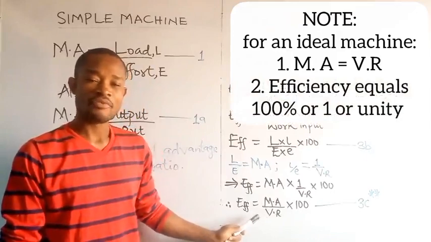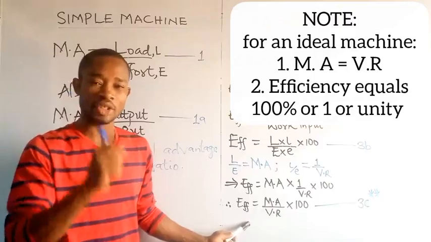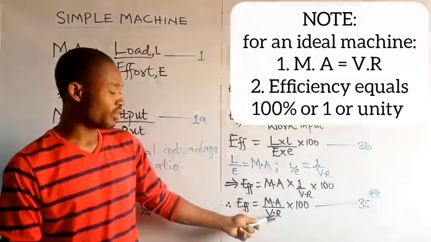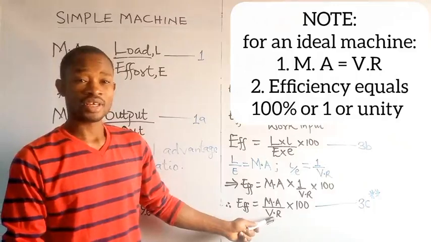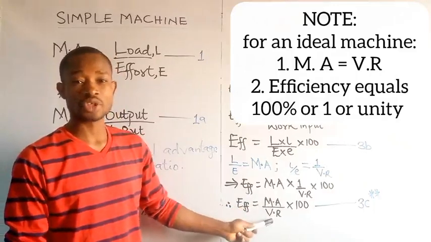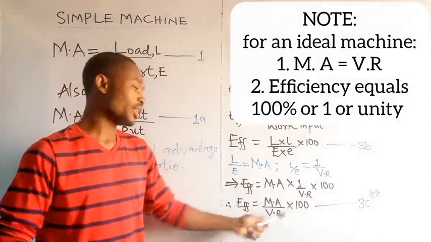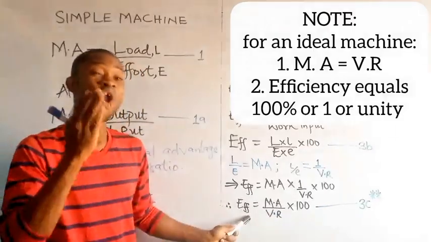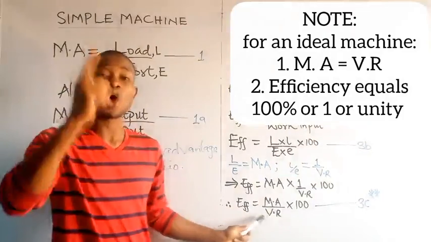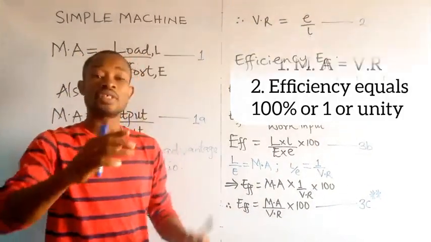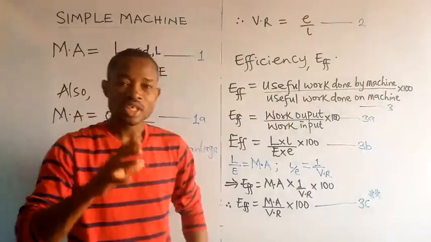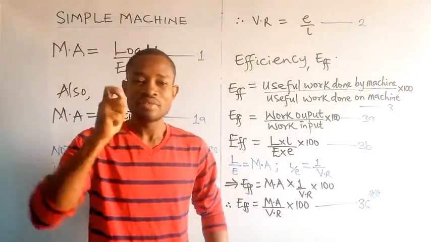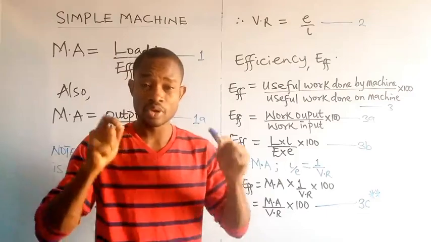Therefore, efficiency of a perfect or an ideal machine is equal to 100%. If mechanical advantage and velocity ratio are the same thing, it's just as if mechanical advantage is 5, velocity ratio will also be 5. When you divide, it will give you 1. 1 times 100 will give you 100%. So in terms of percentage, efficiency of a perfect machine, of an ideal machine, is 100%. And 100% in decimal is equal to 1. So these are the 3 basic concepts and terminologies that we encounter when we are studying simple machines.